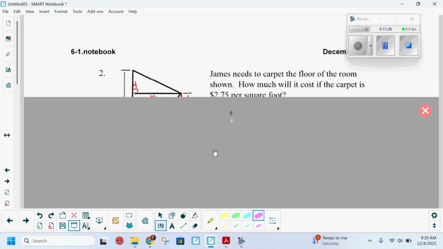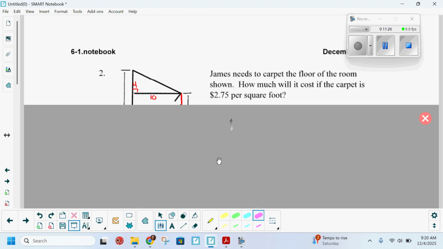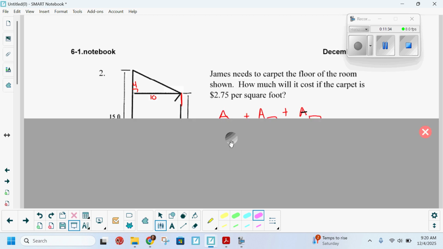All right, so here's another situation where you're going to have a composite figure. So go ahead, give yourself a chance to try it. I'm going to jump in.